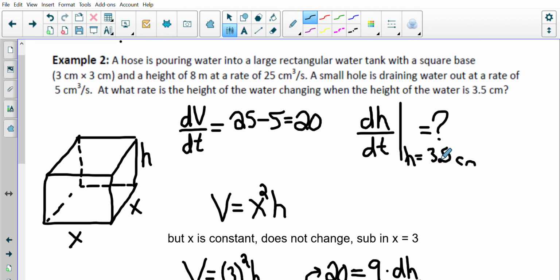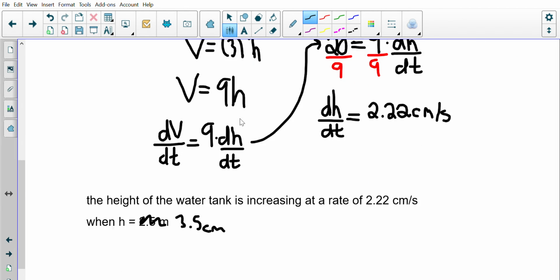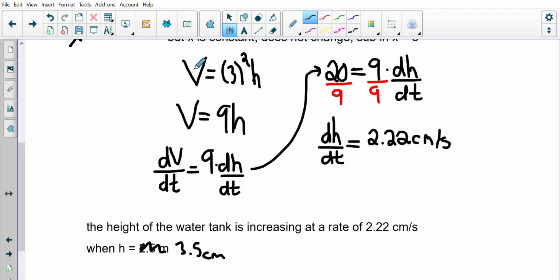Not like it matters, because this is a situation we had again. Why didn't I sub in h? Because it doesn't matter. Because the base of this box does not change, the rate at which the water level is going up is the same. It doesn't matter what the height is. Whether you're at 1 centimeter or 4 centimeters, the height is still increasing at the same rate. So h doesn't matter. It's not dependent on h.